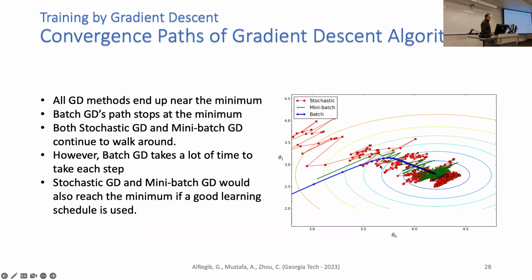And when we put them all together, you can see the difference. The red one is the stochastic one, the blue one is the batch, and the mini batch is the green one in this case.